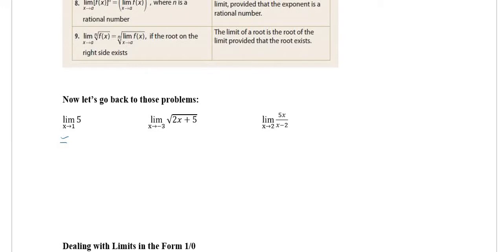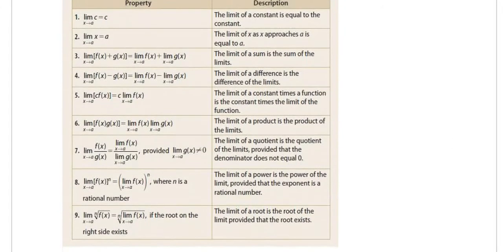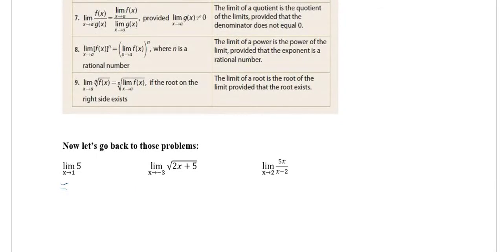So the first problem, the limit as x approaches 1 of 5, we said it was going to be 5, but looking at our limit rules, we said that lines up with rule 1. The limit as x approaches a of a constant is going to be the constant. As it turns out, it doesn't just work for that one, it works for any constant. If you have a constant inside your limits as your function, then it's just going to be the constant again.